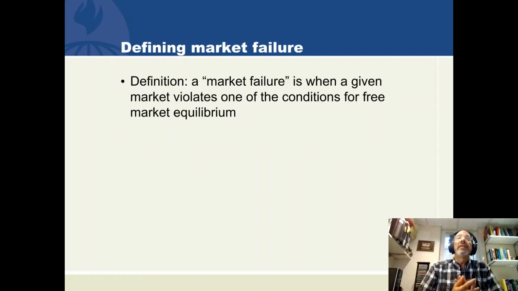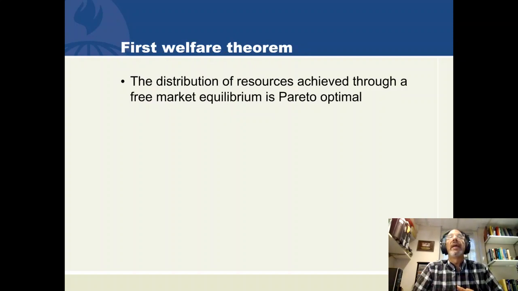So a market failure is when a market violates one of the conditions for free market equilibrium. So if we've been able to get an economy with zero market failures, and it is truly a free market equilibrium, then we can now announce the first welfare theorem. And the first welfare theorem says that the distribution of resources achieved through a free market equilibrium is Pareto optimal.